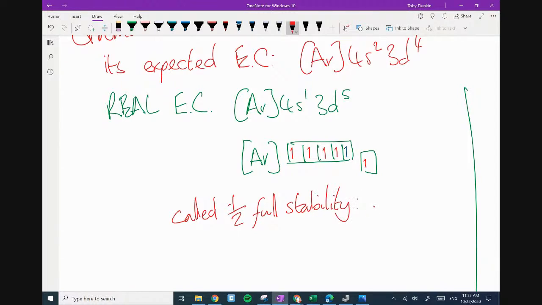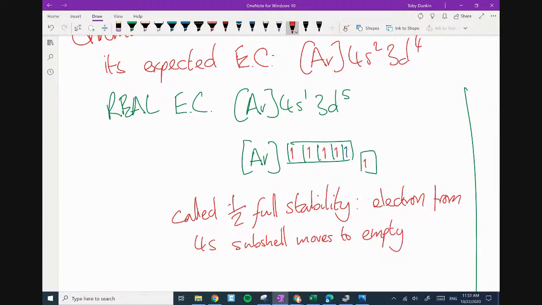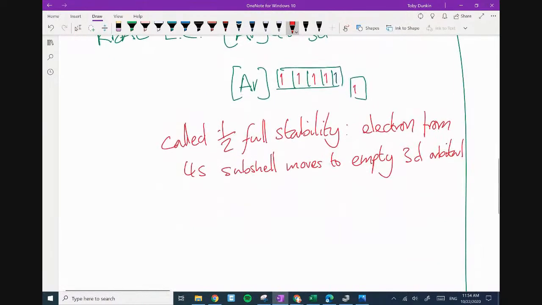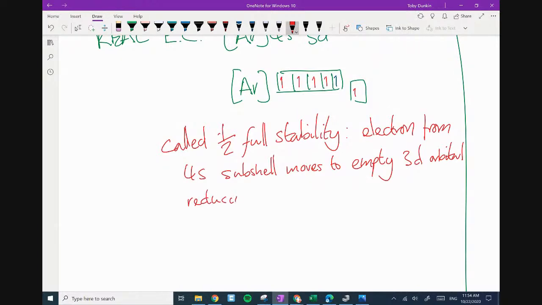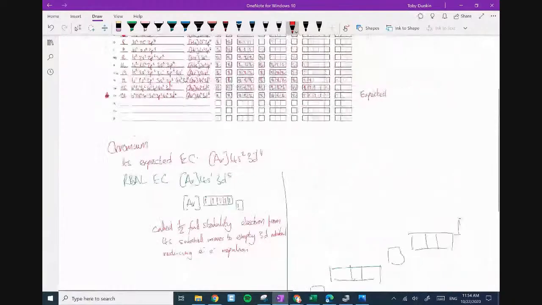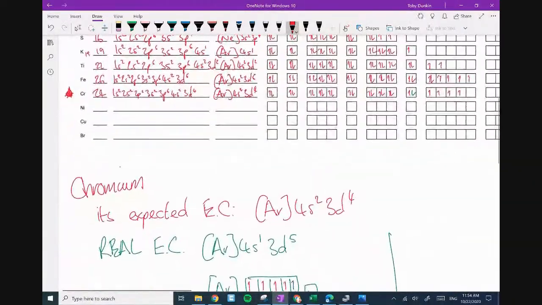An electron from the 4s subshell moves to an empty 3d orbital, reducing electron repulsion. It's more stable. So chromium, guys, on your homework, you can make that fix for me now.